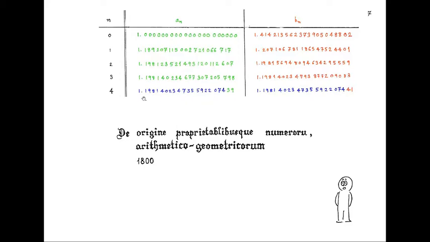And we notice that already in 4 steps there is convergence to some 19 decimal places. You have 1981, 4023, 4735, 5922, 074, and exactly the same thing appearing over here. And only after the 19th decimal place you have some different numbers appearing here. So these two sequences do converge very rapidly.